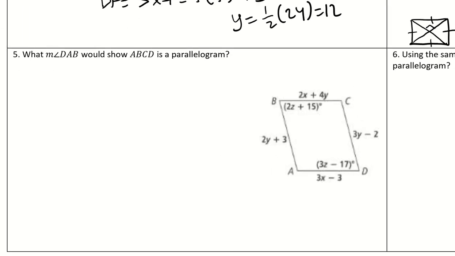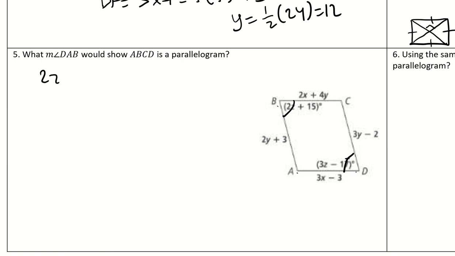For number 5, what measure of angle DAB would show ABCD as a parallelogram? So for this to be a parallelogram, we know that the opposite angles are congruent. So those are going to be congruent. We want to find DAB anyways, so we want to figure out this angle. I'll call that angle Y. Oh no, we already have a Y. So let's just find all the angles. We know that these two have to be congruent, so we're going to set them equal.